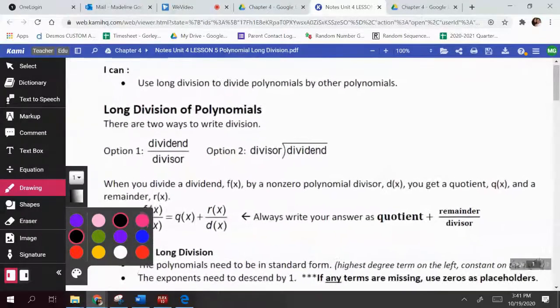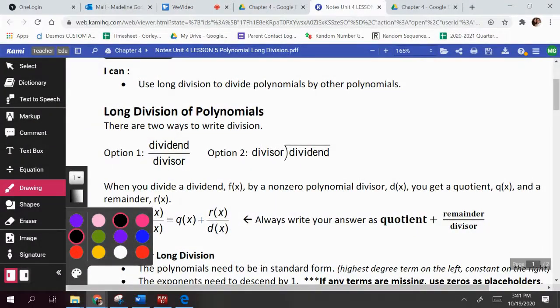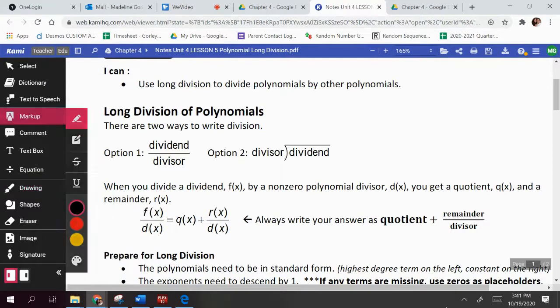In this lesson, I can use long division to divide polynomials by other polynomials. Okay, so long division of polynomials, woohoo! There are two ways to write division.